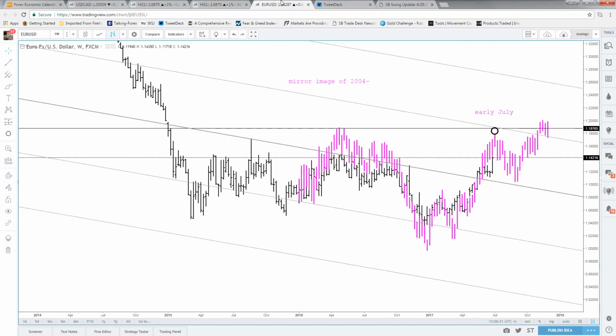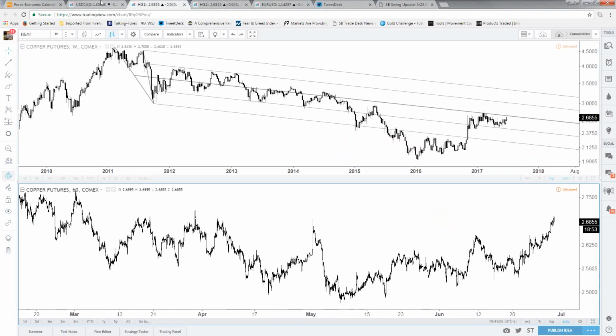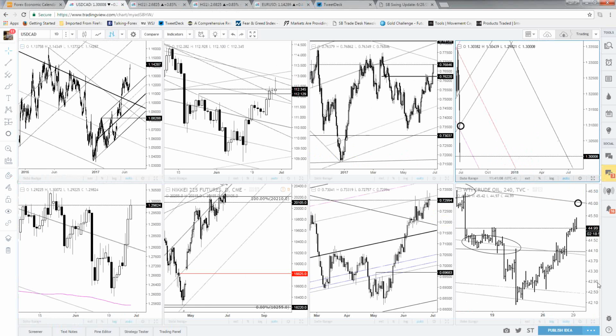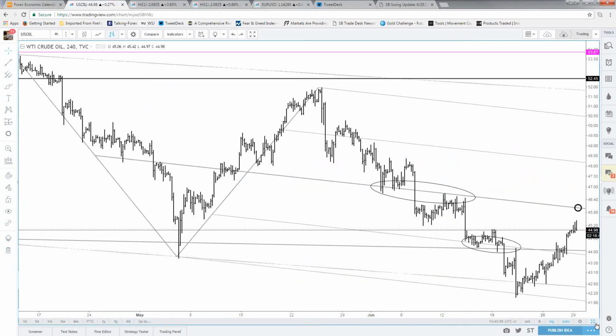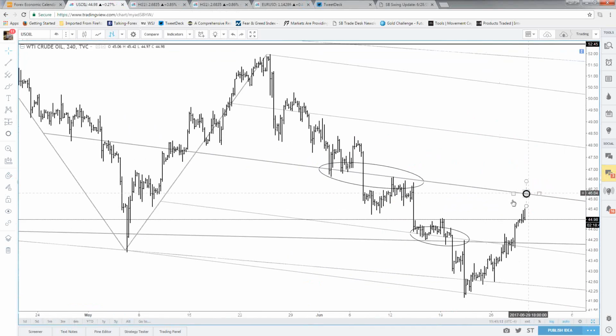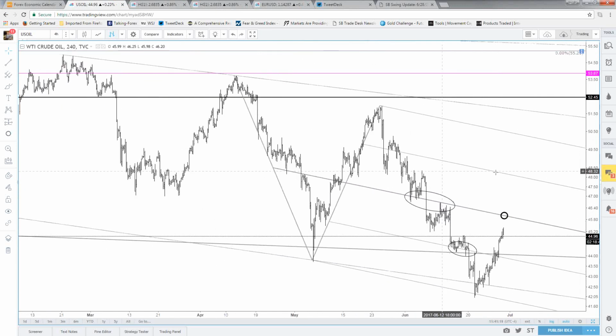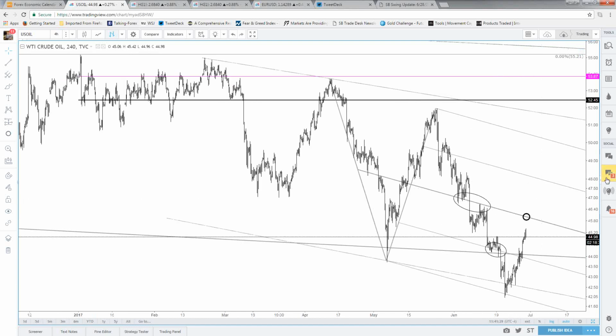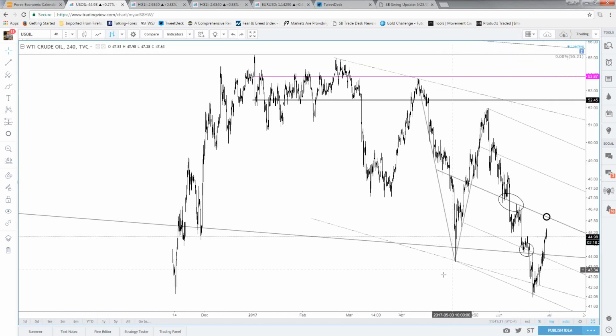Crude oil. Crude is acting well. Two levels: 44.10 for support, targeting 46. That's obviously short term, of course, right?